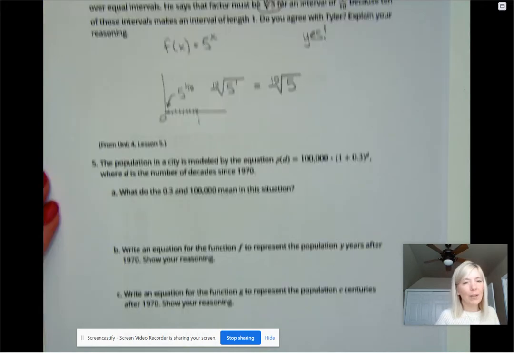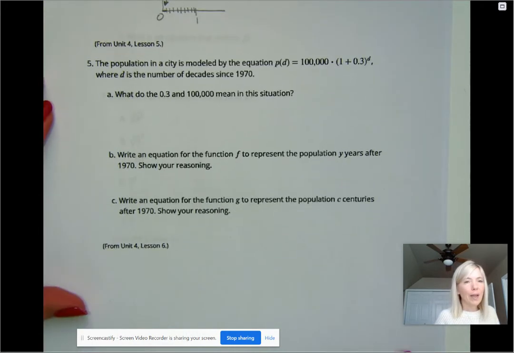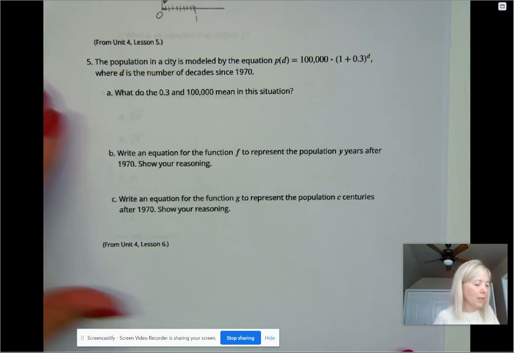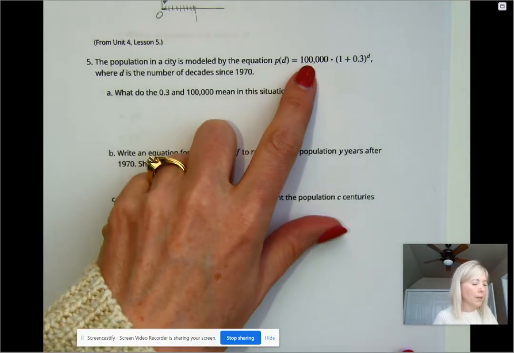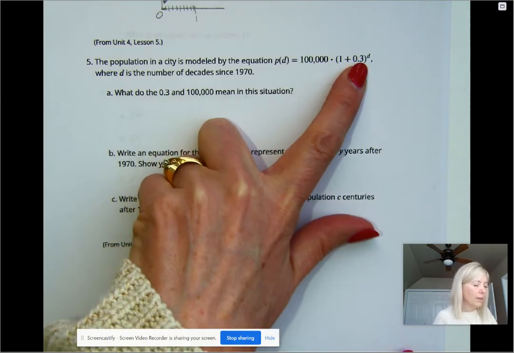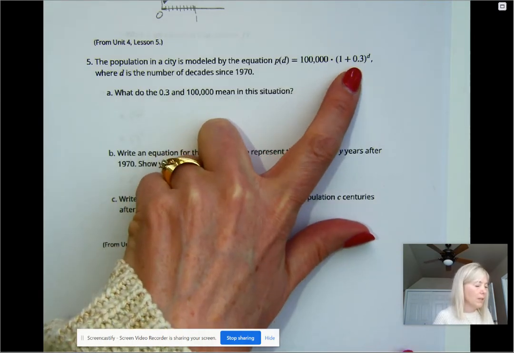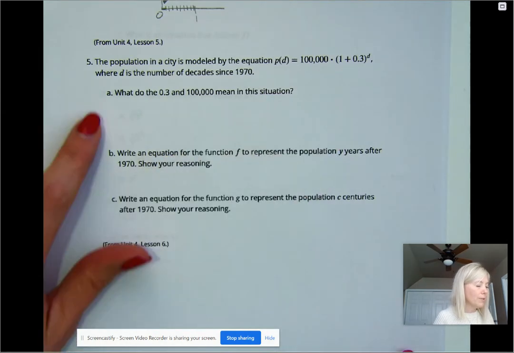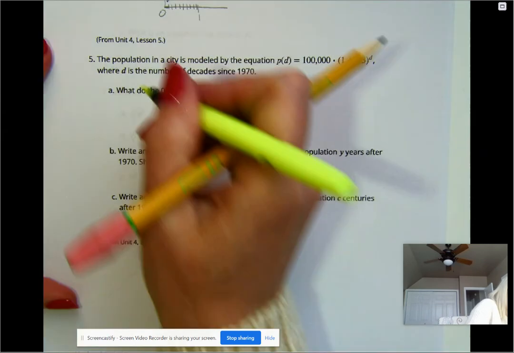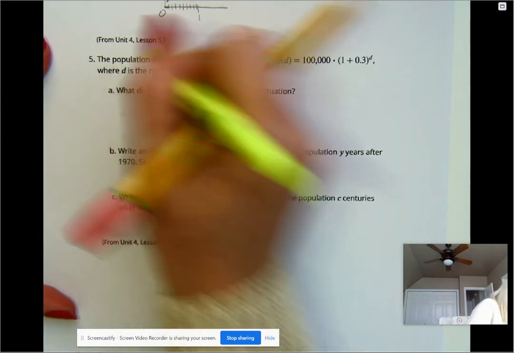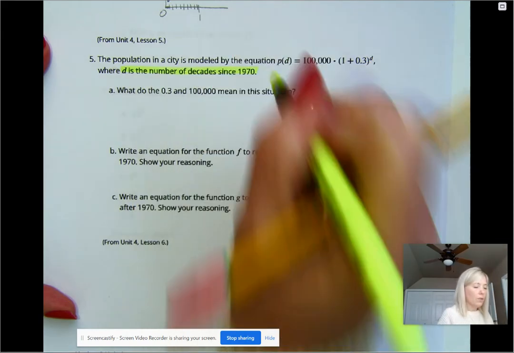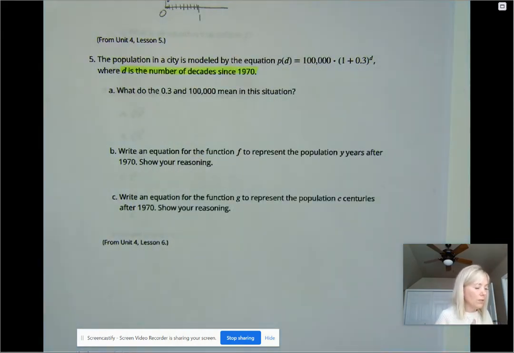Okay, moving on to number 5. The population in a city is modeled by the equation P of D equals 100,000 times 1 plus 0.3, sorry, to the D, where D is the number of decades since 1970. So again, a decade is 10 years.